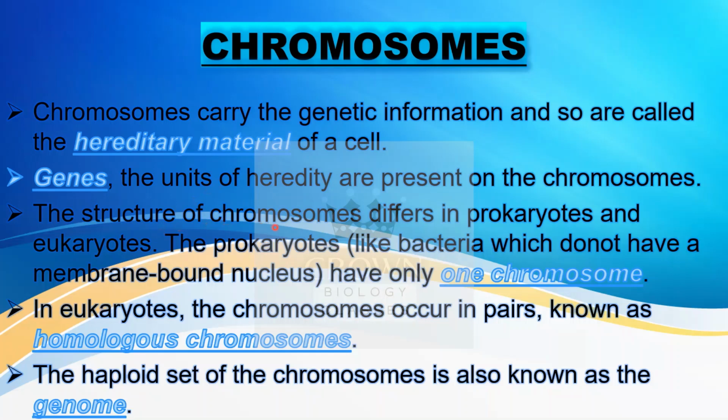The structure of chromosomes differs in prokaryotes and eukaryotes. The prokaryotes, for example bacteria, do not have a membrane-bound nucleus. That means their nucleus is not surrounded by a well-developed nuclear membrane. They have only one chromosome. Whereas in the eukaryotes, the chromosomes occur in pairs, and these are known as homologous chromosomes. And the haploid set of the chromosomes is also known as the genome. We can define genome as the complete set of genes in a cell or a living thing.